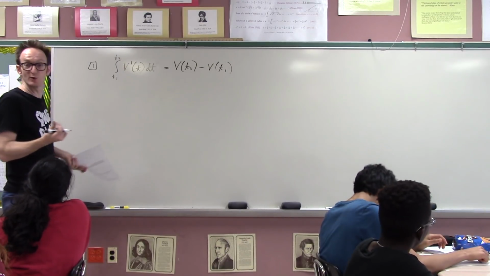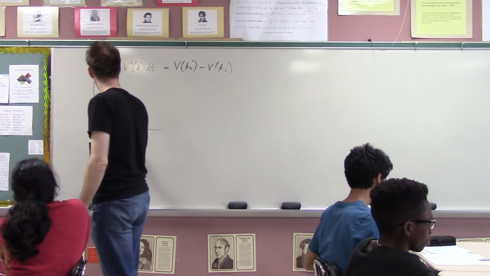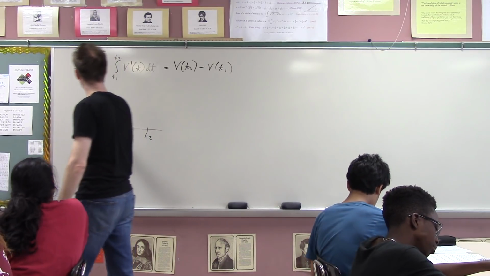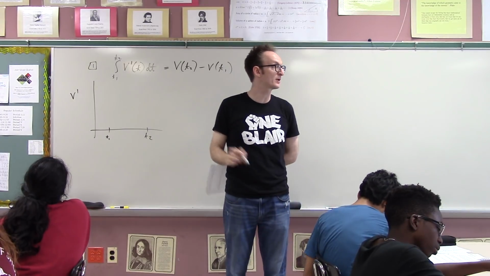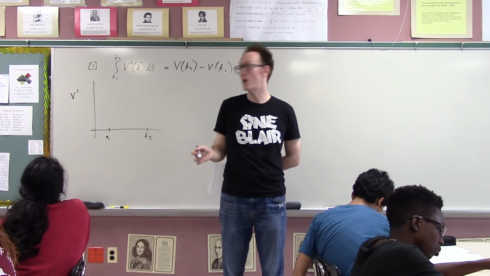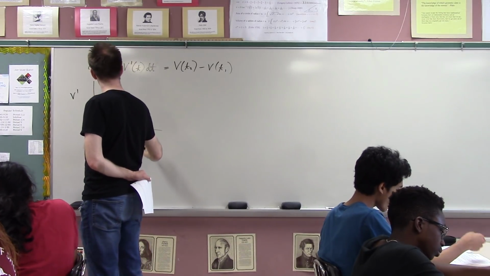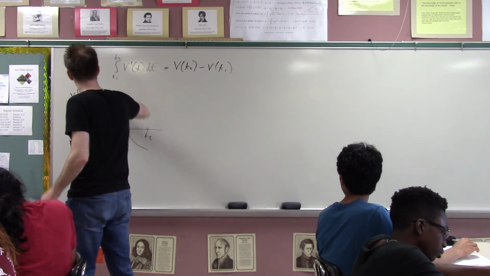And it sort of makes sense that this would be the case. Imagine that we were to make a graph. Here's t1 and here's t2, and let this be V prime. So not the amount of water in the tank, but the rate at which the water in the tank is changing. Let's just say that it looks something like that. Well, what does it mean?